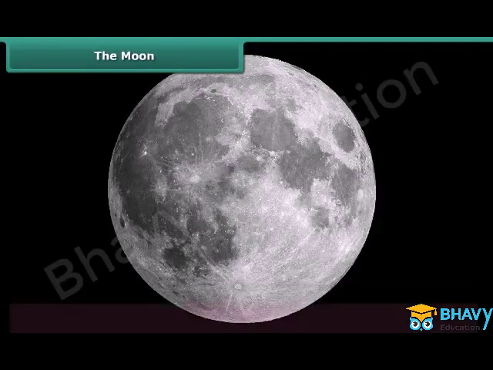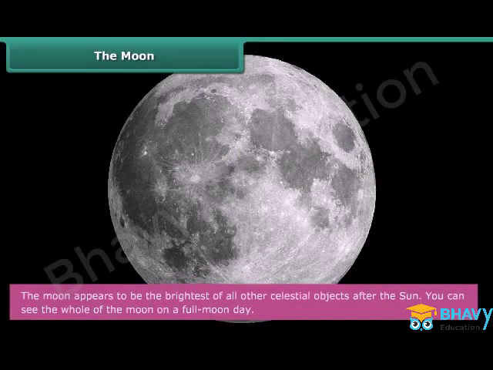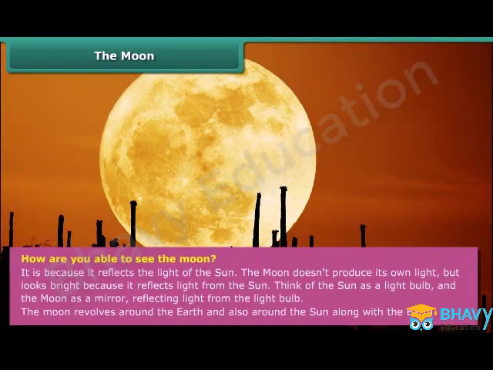The moon. The moon appears to be the brightest of all other celestial objects after the sun. You can see the whole of the moon on a full moon day. How are you able to see the moon? It is because it reflects the light of the sun. The moon does not produce its own light, but looks bright because it reflects the light from the sun. Think of the sun as a light bulb, and the moon as a mirror, reflecting light from the light bulb.